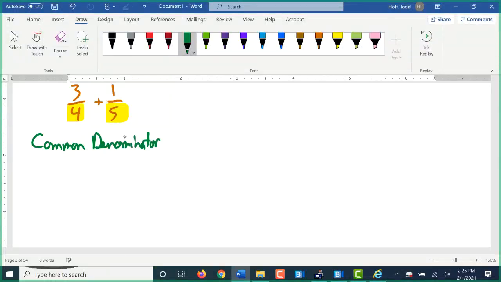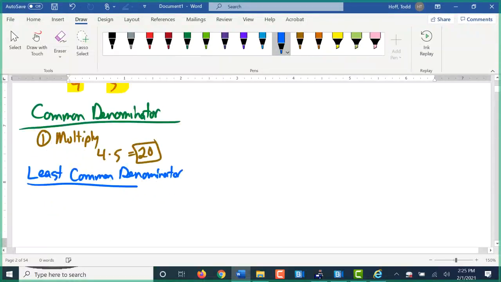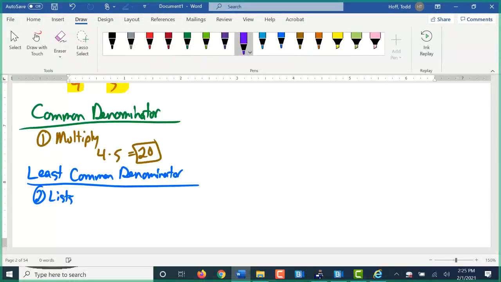There are a lot of ways to find a common denominator. The simplest, multiply. 4 times 5 is 20. Multiply the two denominators. That will always give us a common denominator. It will not always give us what's called a least common denominator. There might be one that is smaller than 20 that would be easier to use. One way to find that is to make lists. We've got 4 and we've got 5.